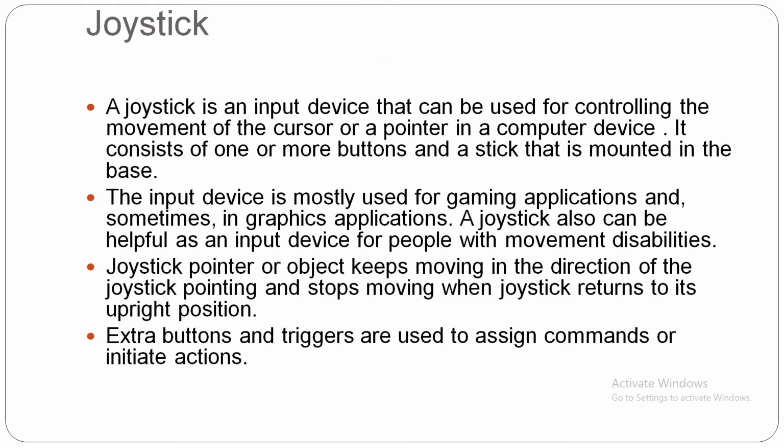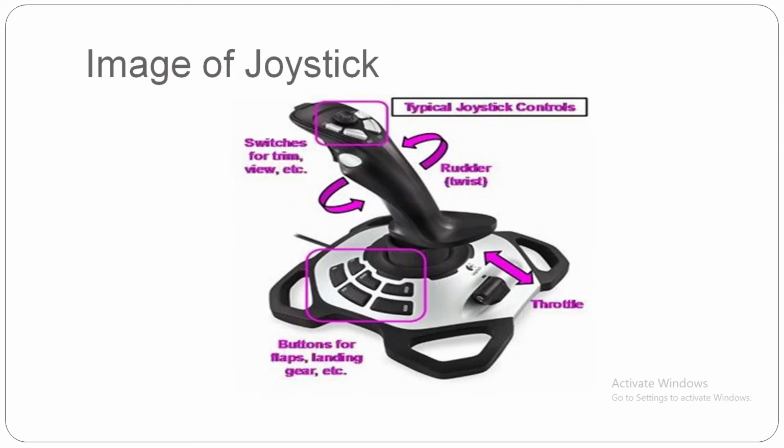Next is the joystick. A joystick is an input device that can be used for controlling the movement of the cursor or a pointer in a computer device. It consists of one or more buttons and a stick that is mounted in the base. And it is mostly used for gaming applications and graphic applications. A joystick can be helpful as an input device for people with movement disabilities. Here is the image of the joystick.